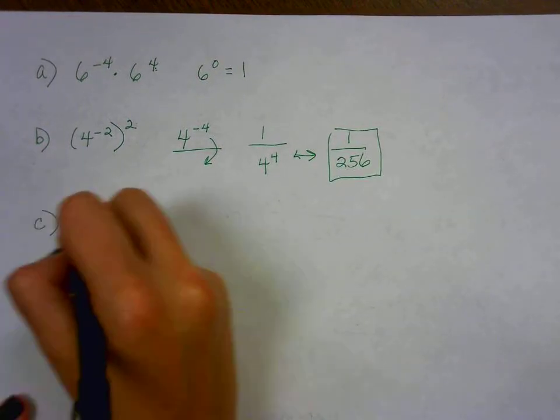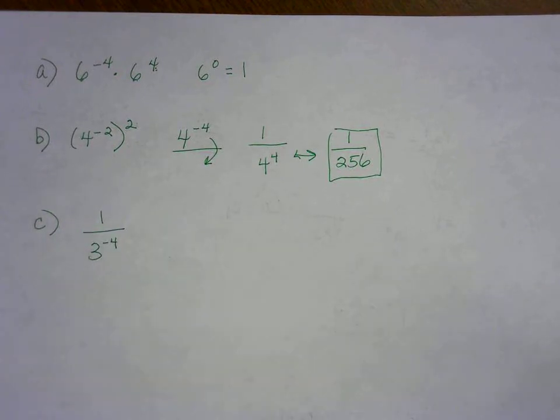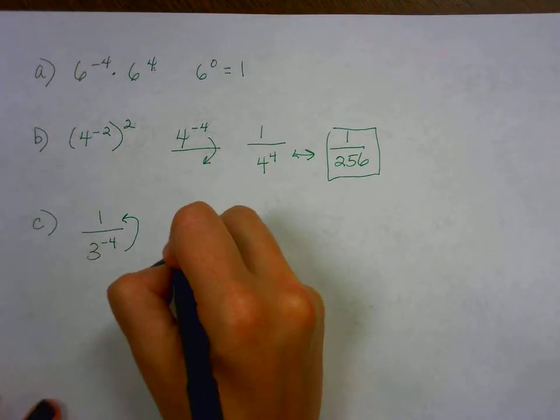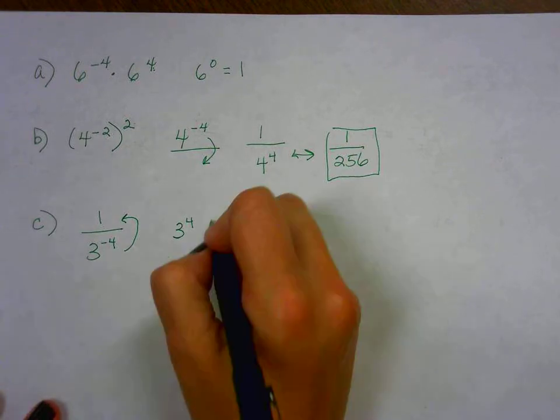All right, next one, 1 over 3 to the negative 4. So again, this time it's in the denominator, so I'm going to move it upstairs. And when I move it upstairs, I get 3 to the positive 4. And again, sometimes it's going to want it like that. Sometimes it's going to want you to multiply it out. So 3 to the 4th power would be 81.